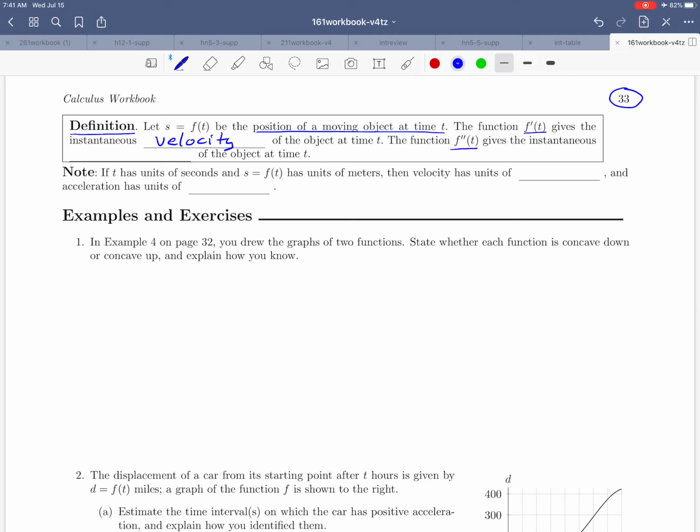What about f double prime of t? What is it that we'd be measuring there? Well, let's think through this. The second derivative is the rate at which the derivative is changing. And we just mentioned that the derivative is velocity. So is there a word to describe the rate at which the velocity of an object changes?